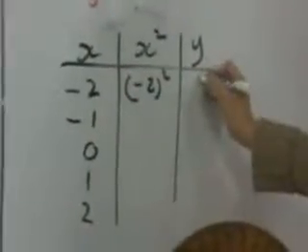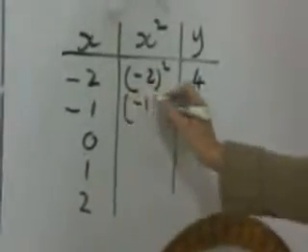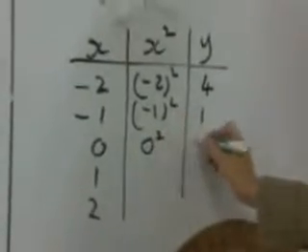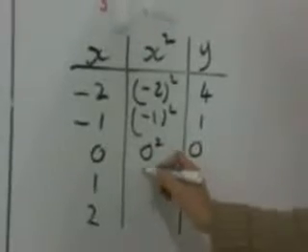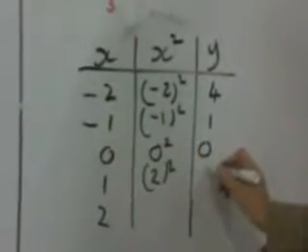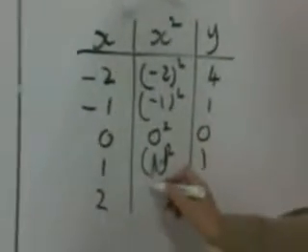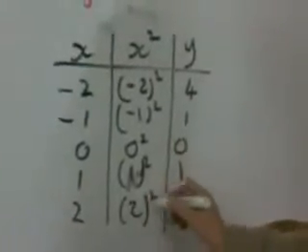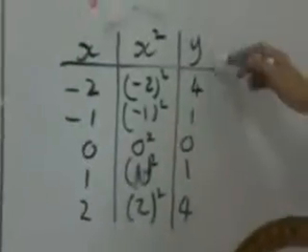Minus 2 squared gives me what? Minus 2 squared gives me 4. Minus 1 squared gives me 1. And 0 squared is going to be 0. And the pattern is going to be repeated. 1 squared is going to be 1, and then 2 squared is going to be 4. So here we have 4. This is our pattern here.